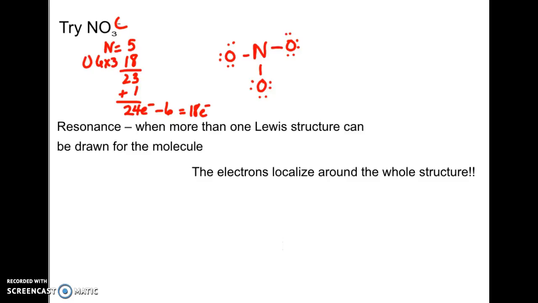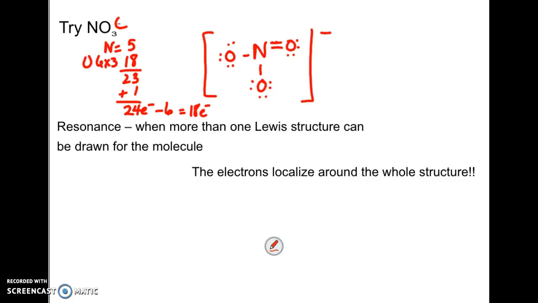Now you'll notice all of the oxygens have their octet, but nitrogen does not. So what I'm going to do is take this pair of electrons and move it in to make a double bond. It doesn't matter where you put that double bond, just as long as there is 1 double bond in this structure and 2 single bonds. Remember, since it's a polyatomic ion, we have to put it in brackets and show that negative charge.